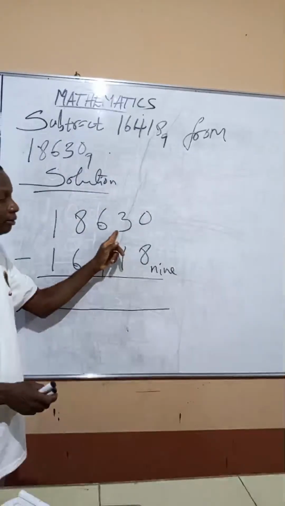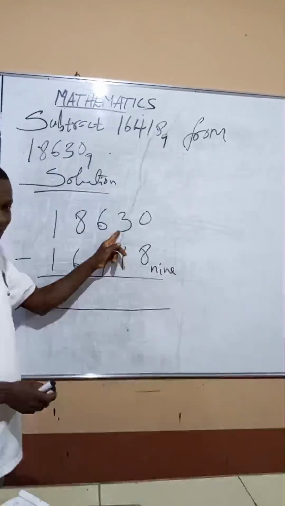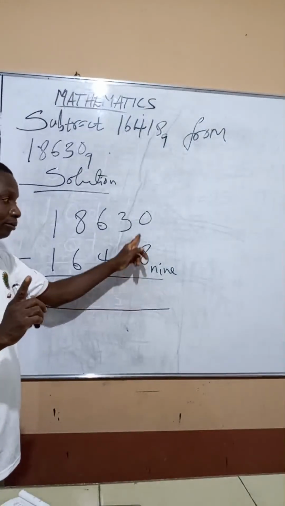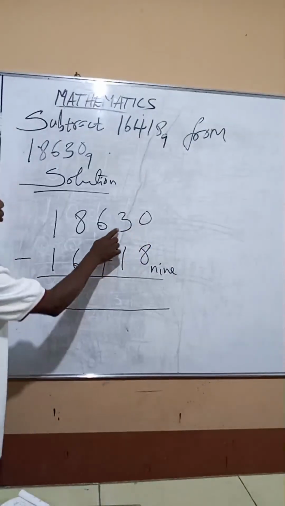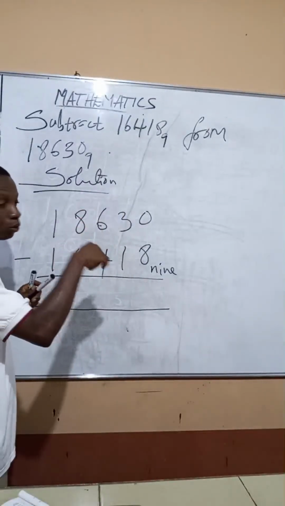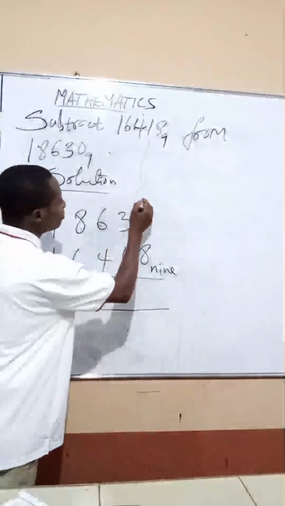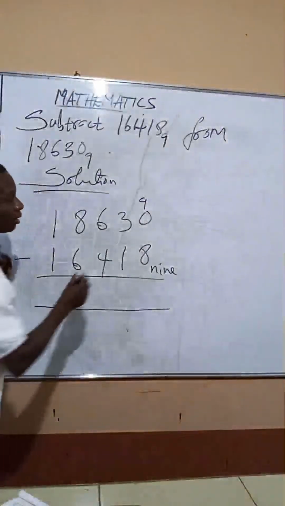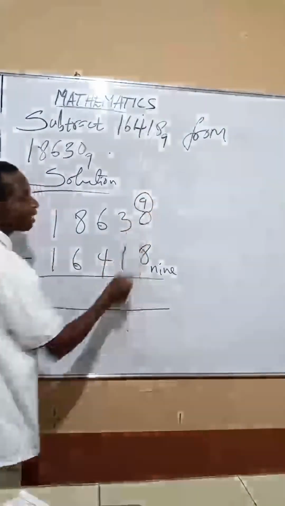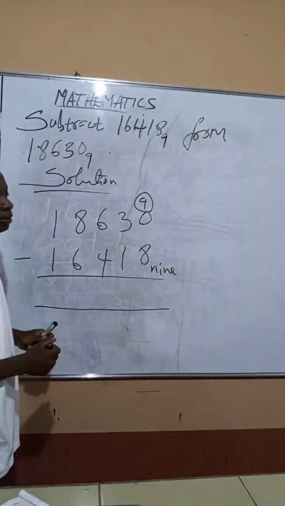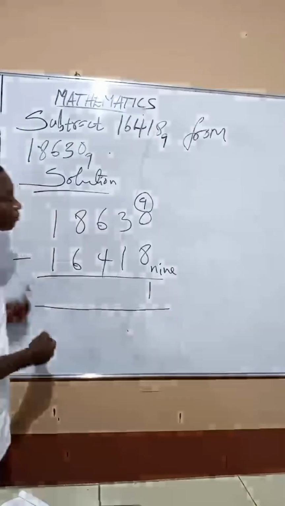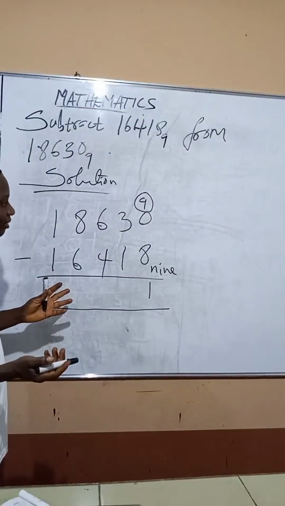Whenever you find 0, remember, the base is 9. We borrow 1 from 3 because it is impossible to subtract 8 from 0. So borrow 1 from here. That 1 becomes 9 because we are dealing with base 9. We are no longer going to use the 0. We use 9 in place of 0. So 9 minus 8 is simply 1. You see how simple it is, right?